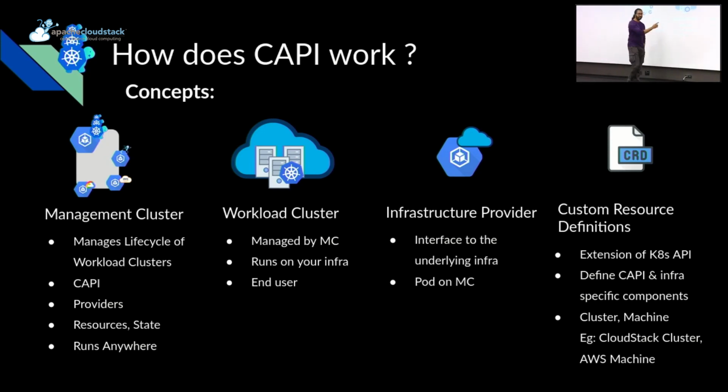And finally, you have your CRDs, or custom resource definitions. So you know the Kubernetes API, right? These are extensions, built on top of that, where you define your infrastructure-specific components. You want a CloudStack cluster. You want an AWS cluster. You define your infra-specific components and all the infra-specific details that would be required to create your cluster in this.